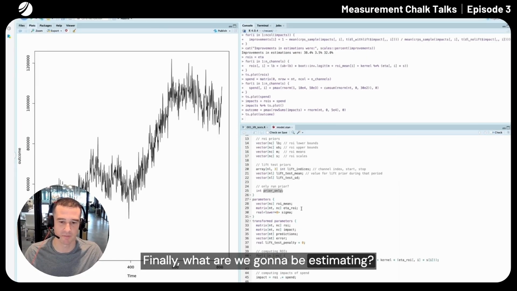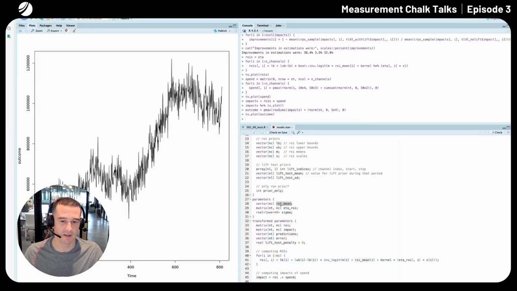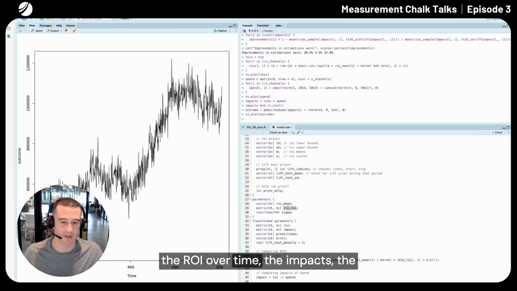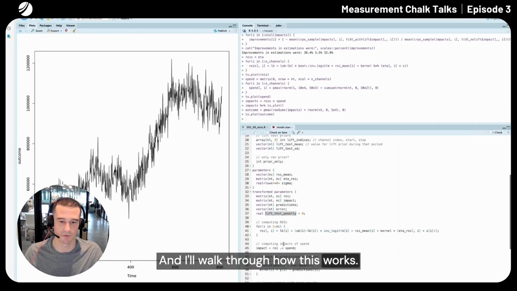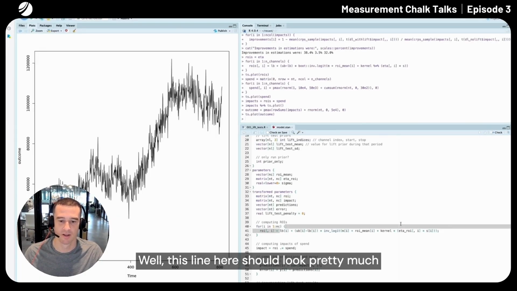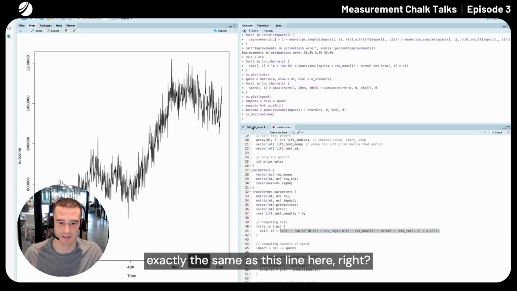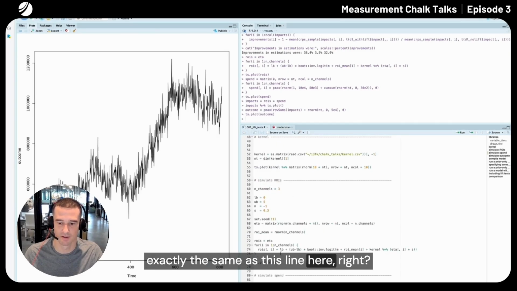Finally, what are we going to be estimating? We're going to be estimating the ROI, the mean ROI, the ROI over time, the impacts, the predictions, the error, and then I'm going to have a penalty for violating the lift test values. And I'll walk through how this works. For every step in the model, we're going to be generating the ROIs. And how do we do that? Well, this line here should look pretty much exactly the same as this line here, right?